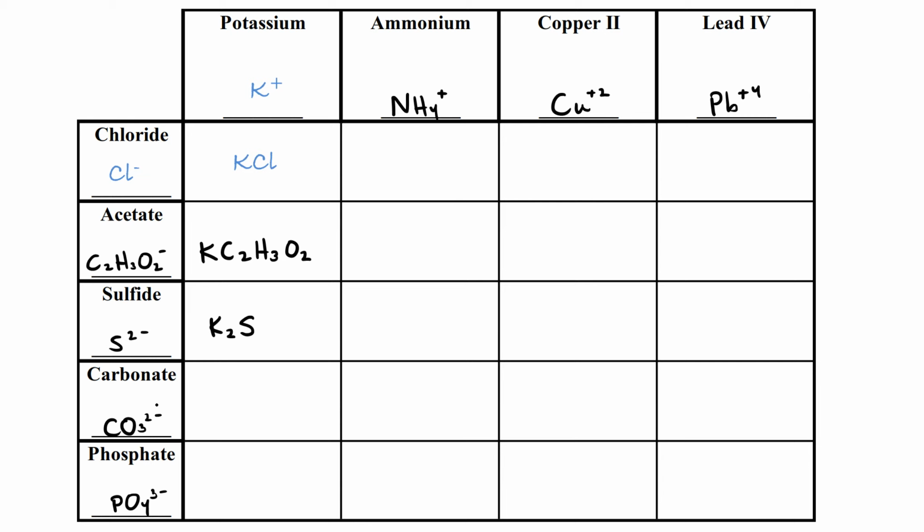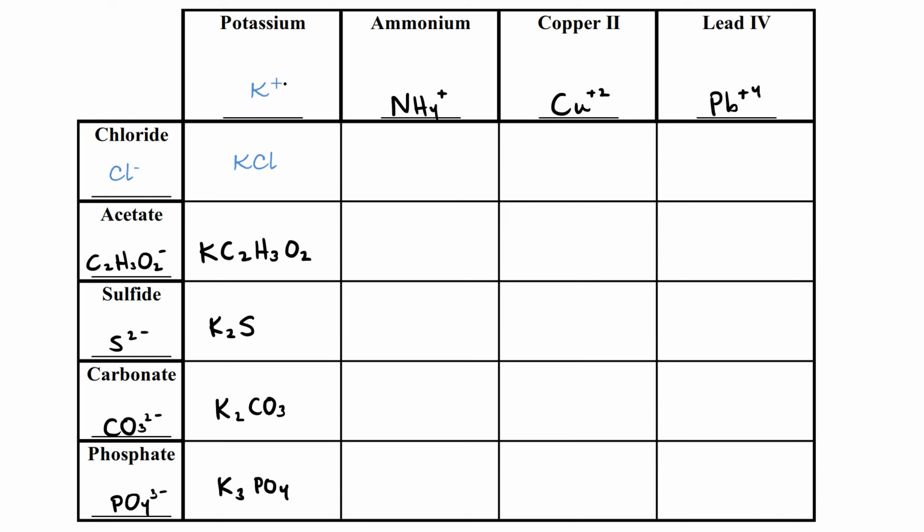Much like sulfide, carbonate has a 2- charge as well. So we're going to need 2 potassiums to bond with a single carbonate ion as well to make that 0 charge that we're looking for. For potassium phosphate, we need 3 potassiums to bond to the 1 phosphate ion in order for the charges to balance.